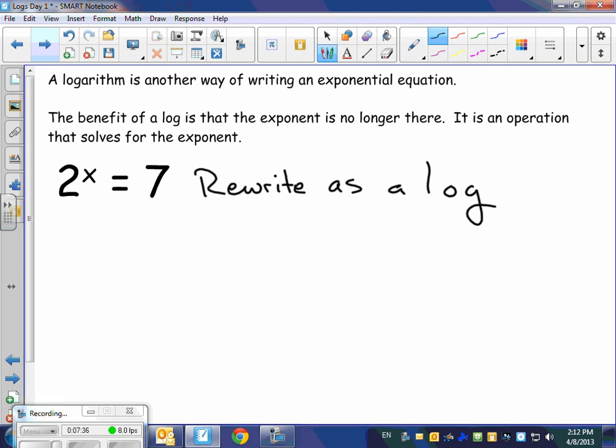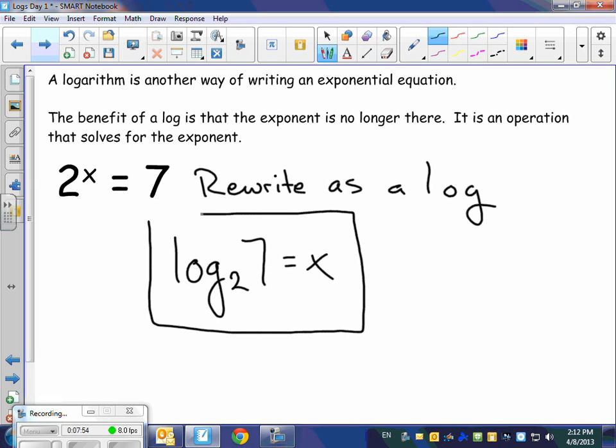Okay, show your answer to a neighbor. Okay, hopefully you have log base 2 of 7 equals x. The 2 is subscripted, which means it's smaller than the other numbers, and it's set below.